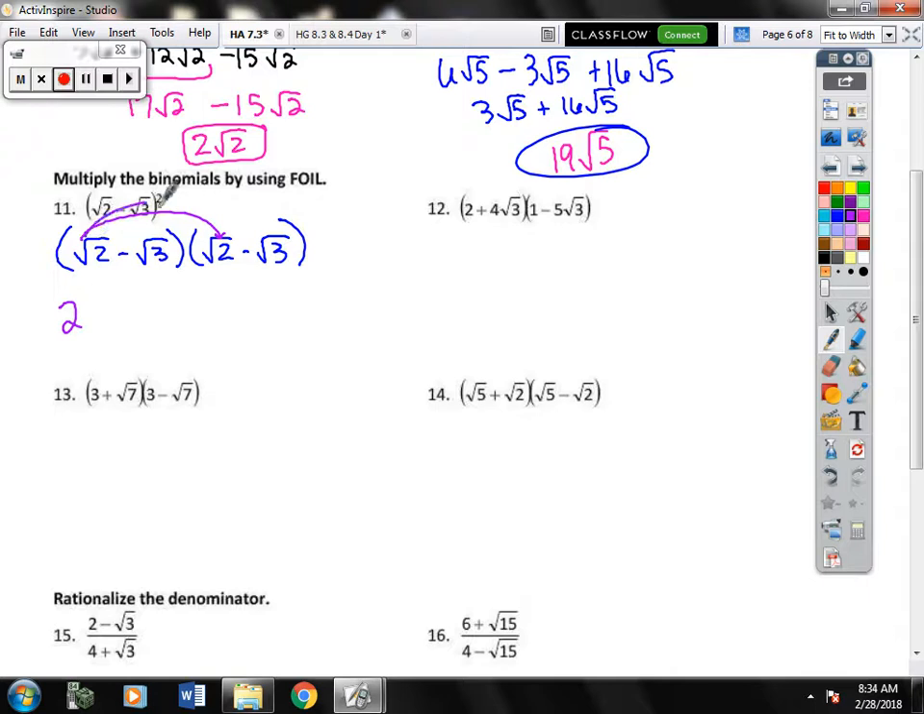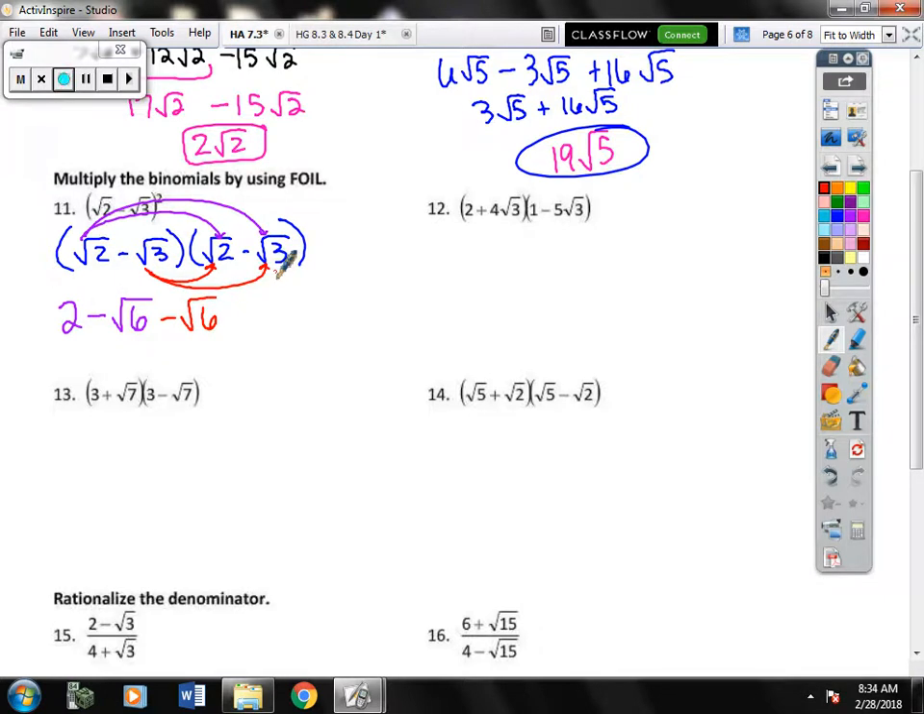Multiply the square root of 2 times a negative square root of 3, which will get me a minus square root of 6. You can multiply those and keep it inside the radical. Now do the inside. Negative 3 square root of 3 times the square root of 2 would be a minus square root of 6.